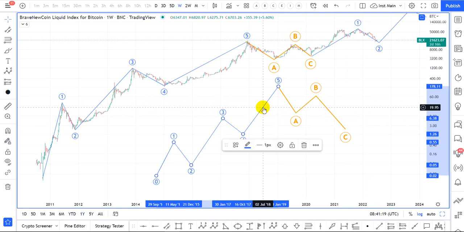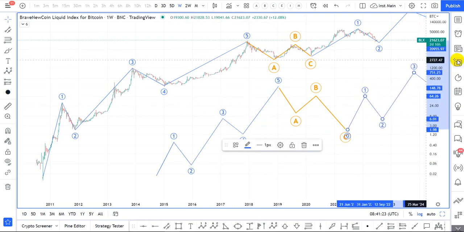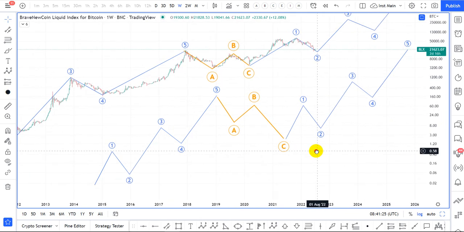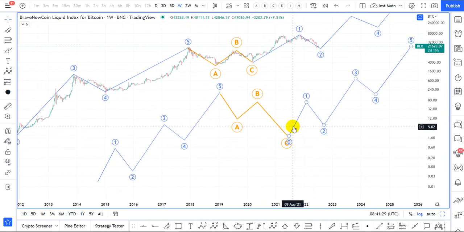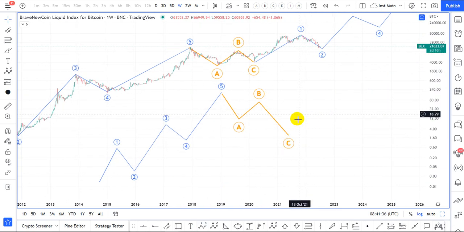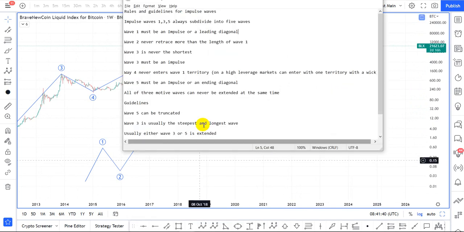For example, you can copy that one, put it here. Well, that's just the basics of the Elliott wave theory. For example, I've prepared some conditions for you here. Let's delete this one from the chart. And what I have here is the rules and guidelines.